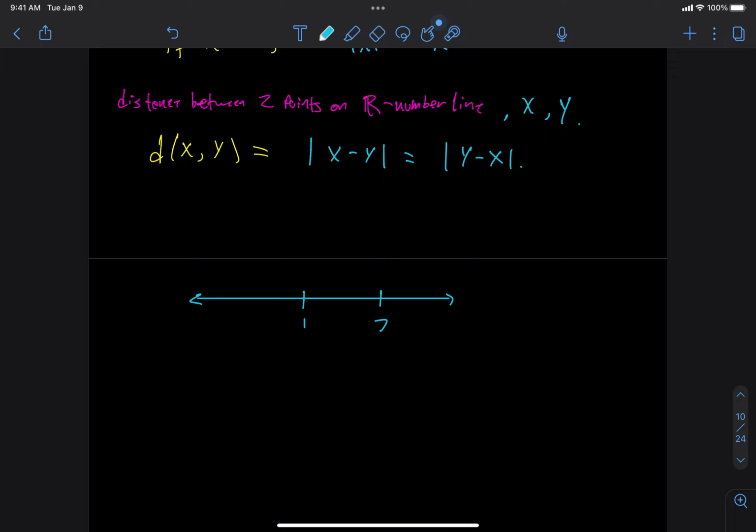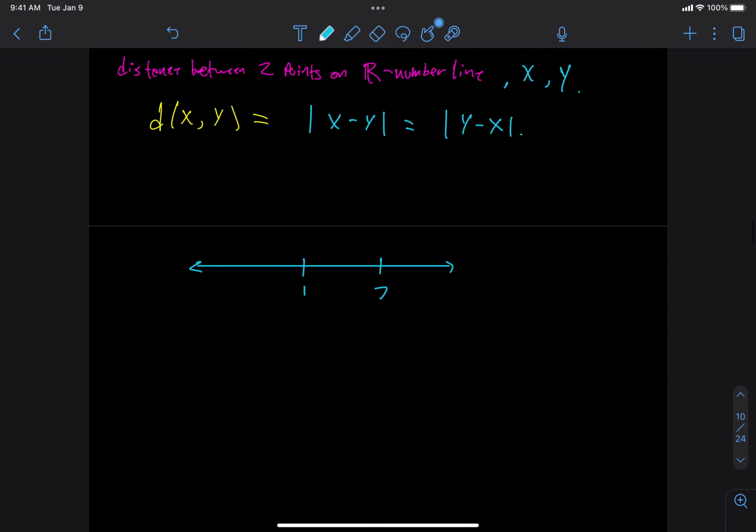So this distance operator, we want to be able to take the distance between 2 points, and the distance between x and y should be the same as the distance between y and x, right? Because distance is always positive. So that's why absolute value is always positive, right? Distance is always positive. These two things go together. So we take the absolute value.